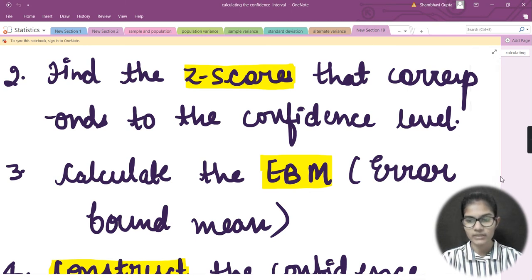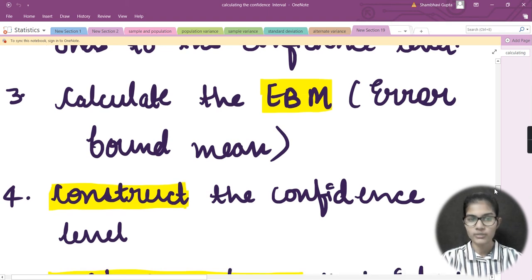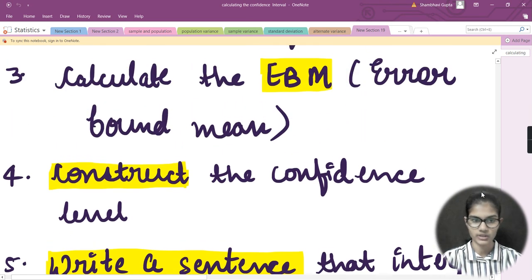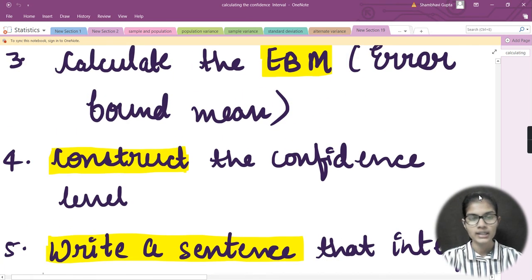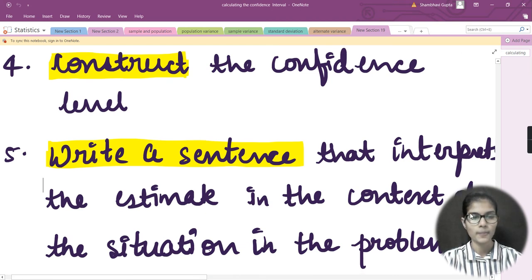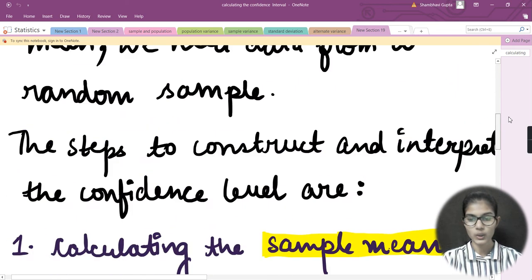Now today we'll be seeing about finding the EBM. The full form of EBM is error bound mean, right? So you'll be seeing the third, the fourth, and the fifth steps, all three in today's video. Finding the EBM, constructing the confidence interval, which is basically constructing a graph, and at the fifth, writing a sentence that interprets the estimate in the context of the situation in the problem. Fine, so we'll be seeing all these three things today.